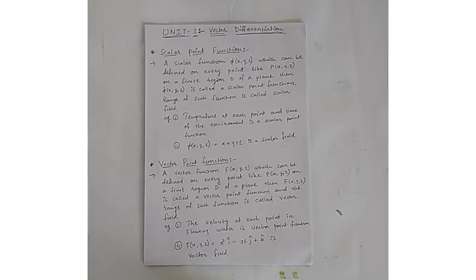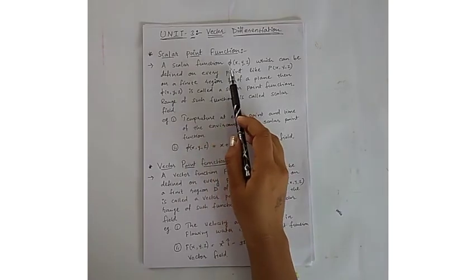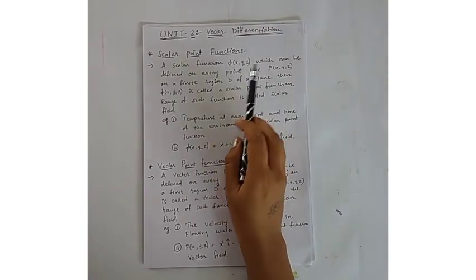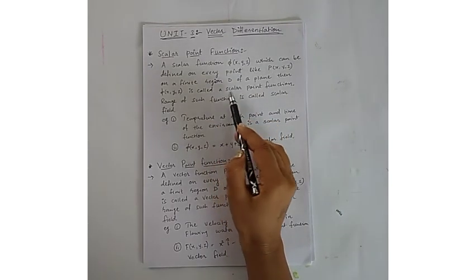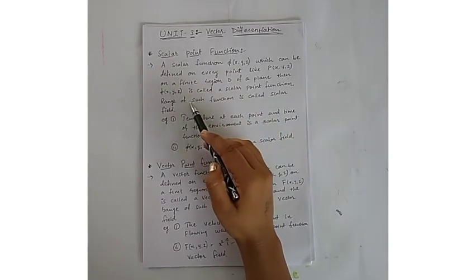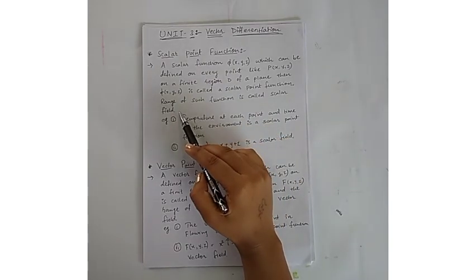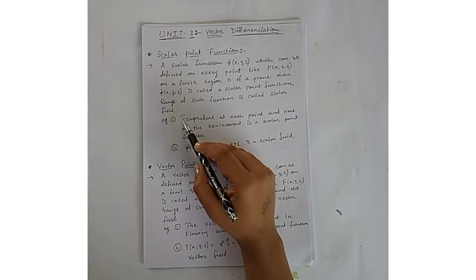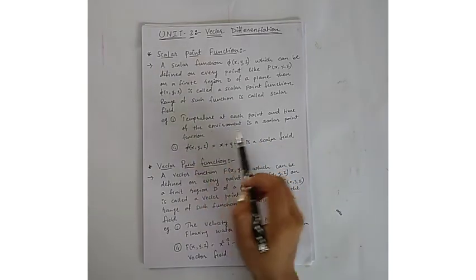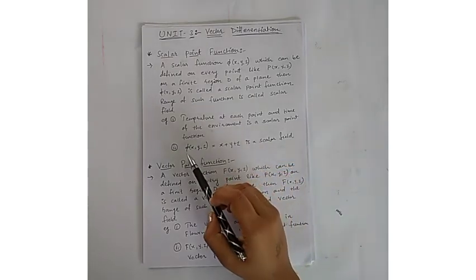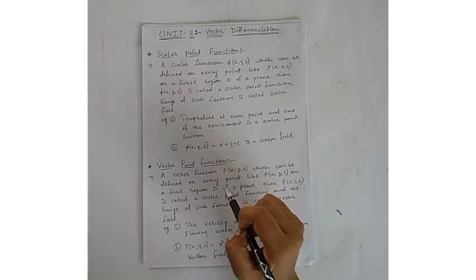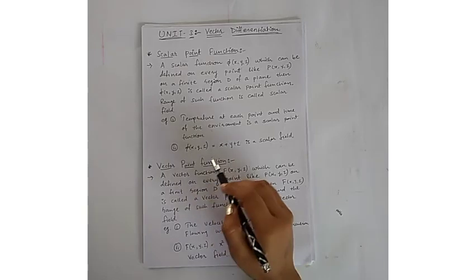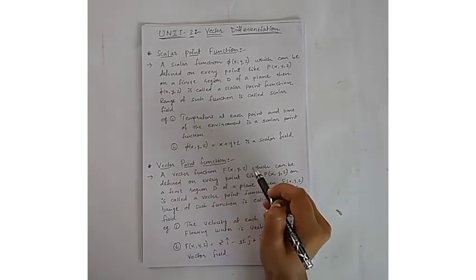So the first definition is scalar point function. A scalar function phi of x, y, z, which can be defined on every point P of x, y, z on a finite region D of a plane, then phi of x, y, z is called a scalar point function, and the range of such a function is called a scalar field. For example, temperature at each point of the environment is a scalar point function, and phi of x, y, z is equal to x plus y plus z is a scalar field.